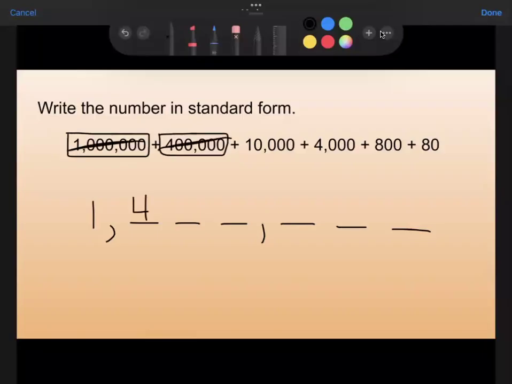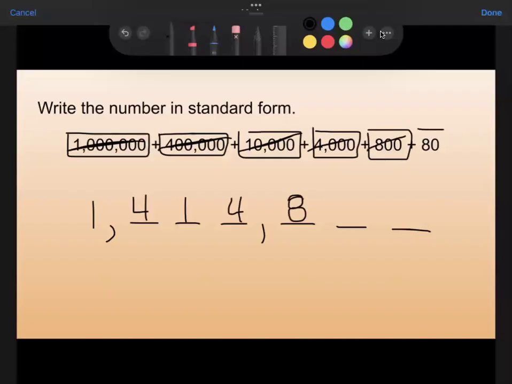And again, I can cross these off if it helps. Then I have 10,000. So I'll put a 1 in the 10,000s place. I have 4,000. So I'll put a 4 in the thousands place. I have 800, so I'll put an 8 in the hundreds place. I have 80, so I'll put an 8 in the tens place. And then that's it. That's all I have.